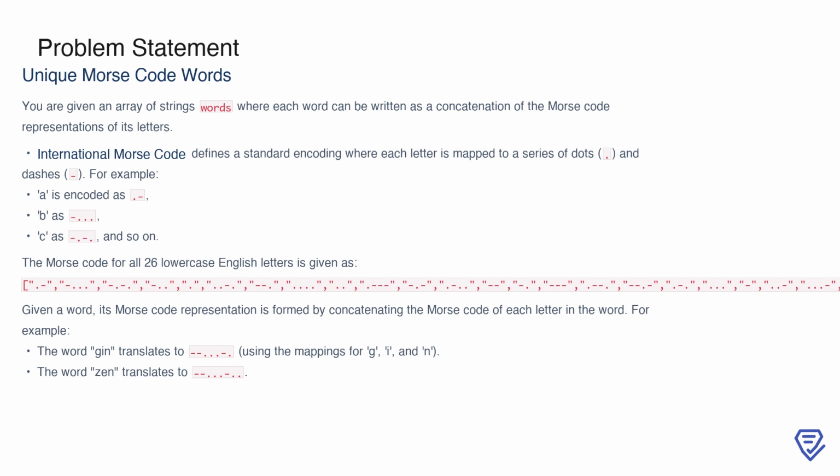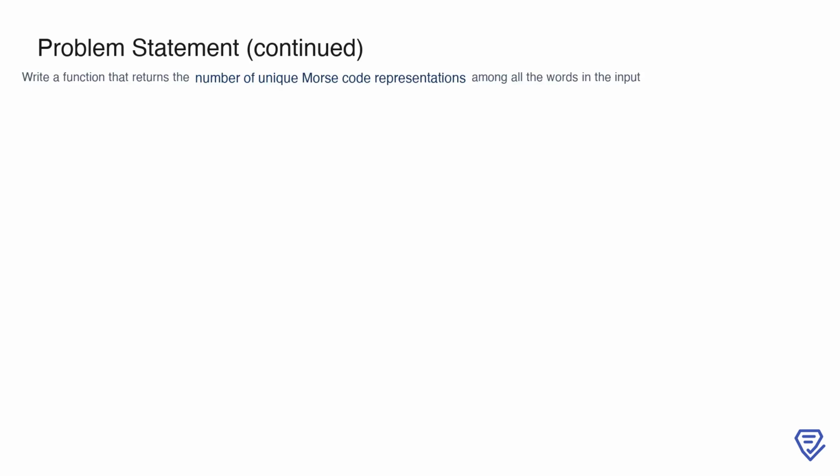The goal is to write a function that computes how many unique Morse code representations exist among all the words in the input array. Each word in the list can be transformed into its Morse code equivalent by concatenating the Morse code representations of its individual letters. These mappings are predefined and provided as an array in the problem.